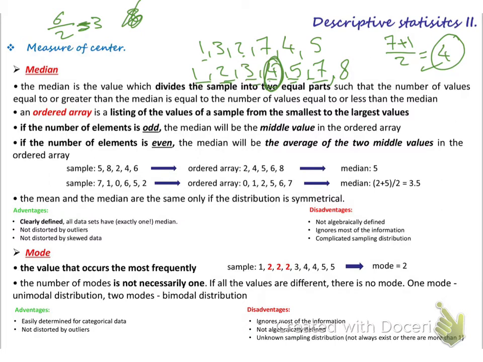So how many items before the median? 1, 2, 3. And how many after? 1, 2, 3. So the count of individuals after it equals the count of individuals before it. Here I have 3 items before the median, and here 3 items after the median.